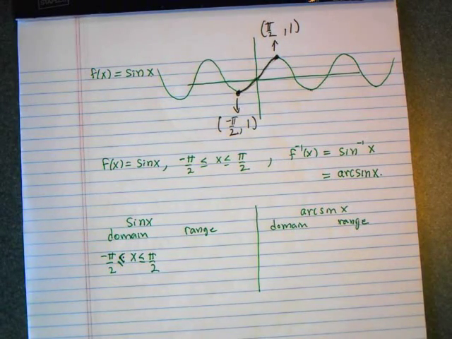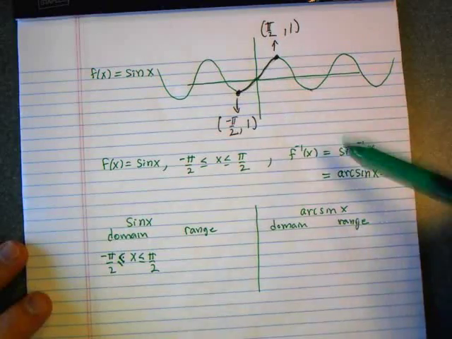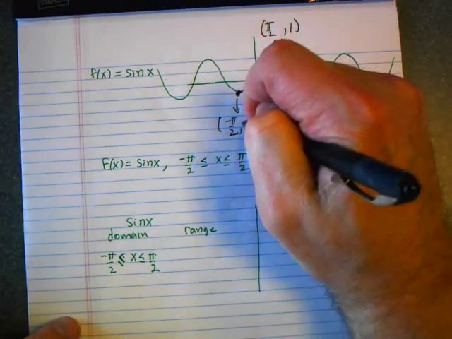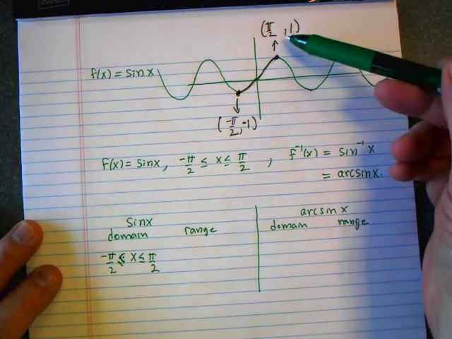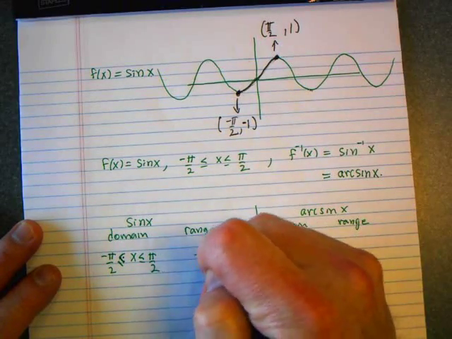What's my range? What kind of answers am I going to get for sine? When I plug numbers into sine, what kind of answers does it give me? The y values for sine, the lowest y value, ooh, I'm missing a minus sign right there. The lowest y value is negative 1. The highest y value is positive 1.